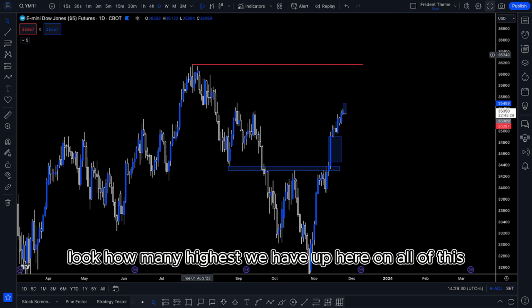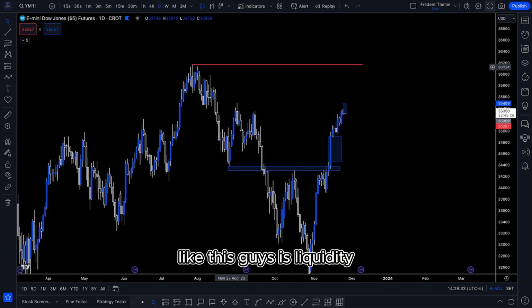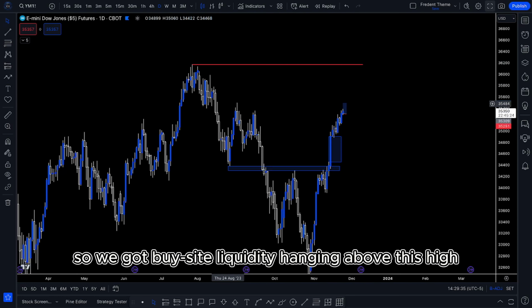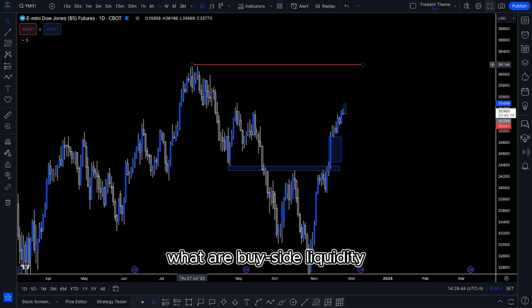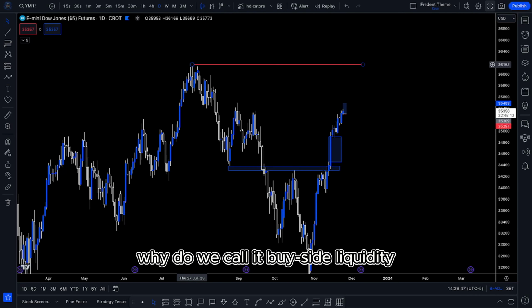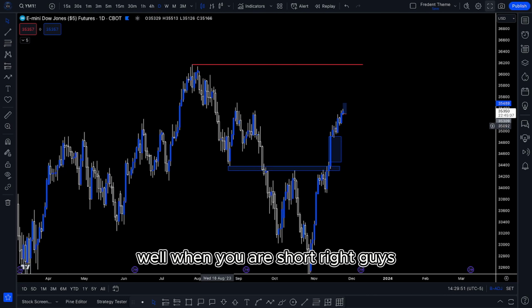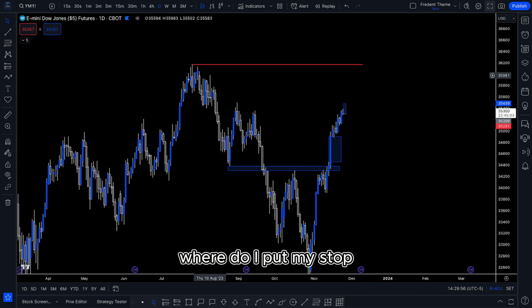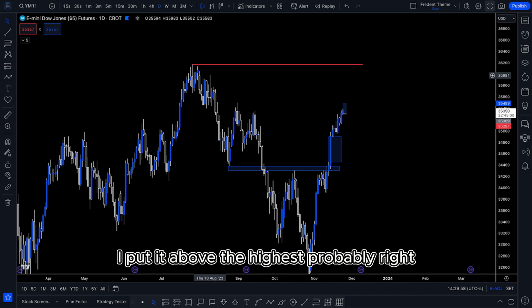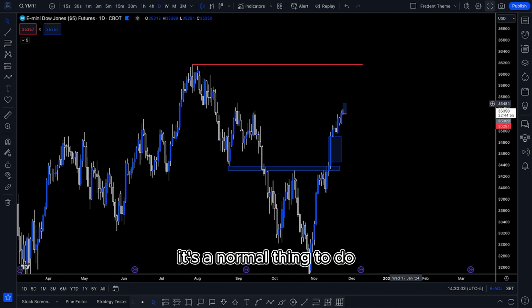Look how many highs we have up here. And all of this, like these guys, is liquidity. So we have buy side liquidity hanging above this high, this high, these highs. What is buy side liquidity? Why do we call it buy side liquidity? Well, when you are short, right guys, imagine I shorted the top right here. Where do I put my stop? I put it above the highs, probably, right? It's the normal thing to do.